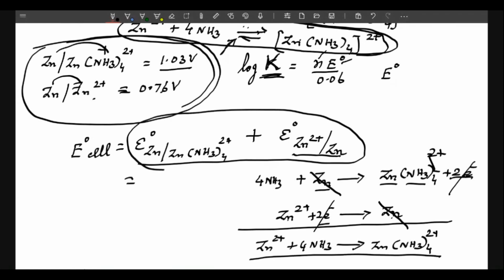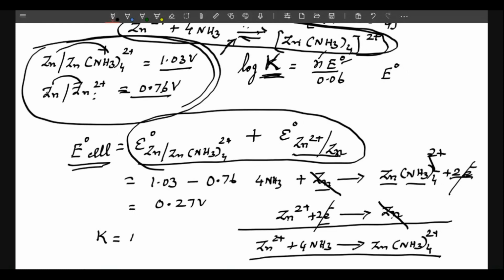For Zn | Zn(NH3)4 2+ it is given as 1.03, and for Zn 2+ | Zn, here it is Zn | Zn 2+, but we are in need of this. Therefore, the same magnitude, but the sign is changed. Therefore, E0 cell is equal to how much? E0 cell is equal to 0.274. Now you have calculated the E cell. Then finally you have to calculate the K value.